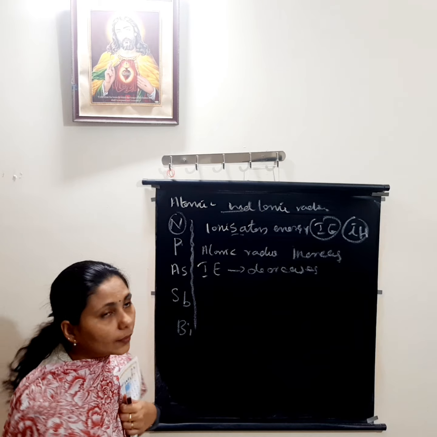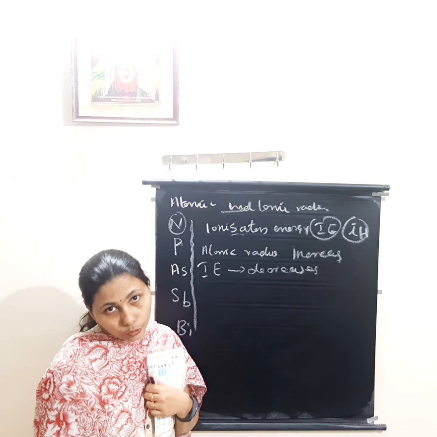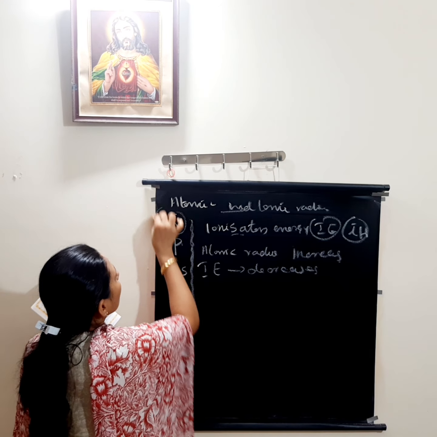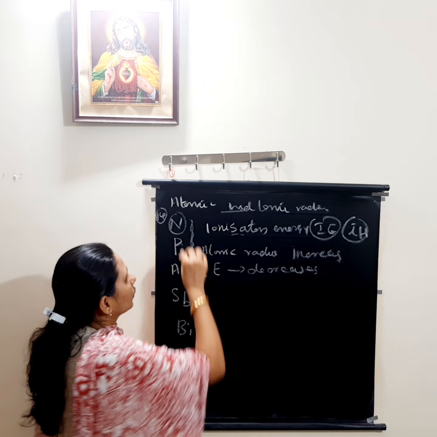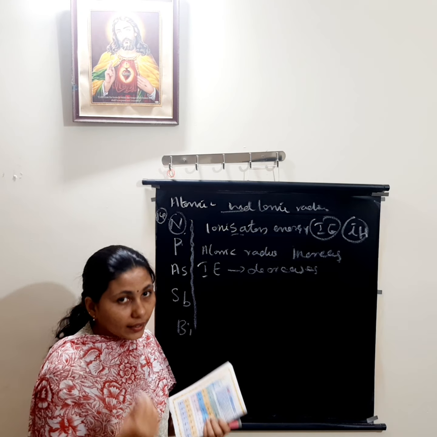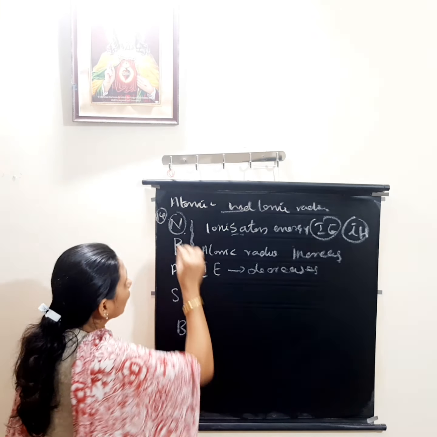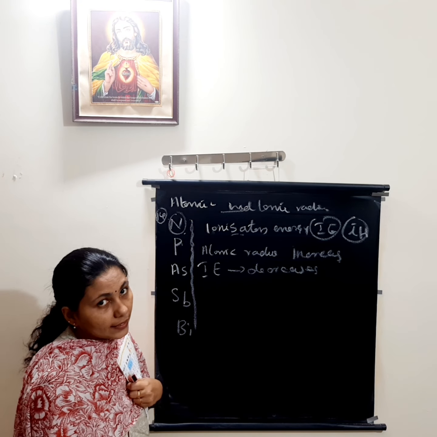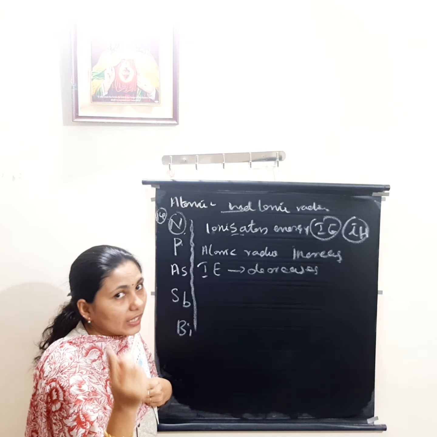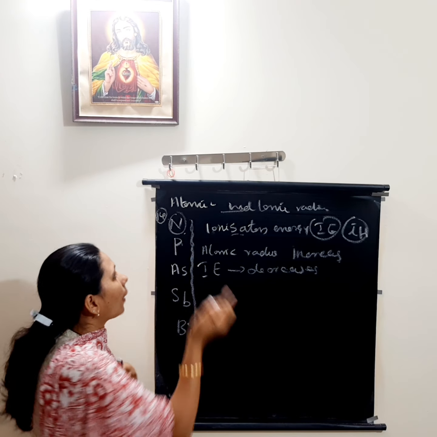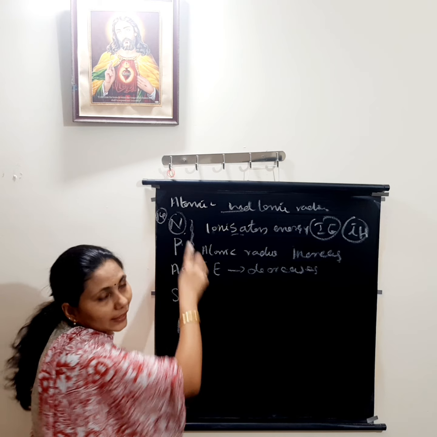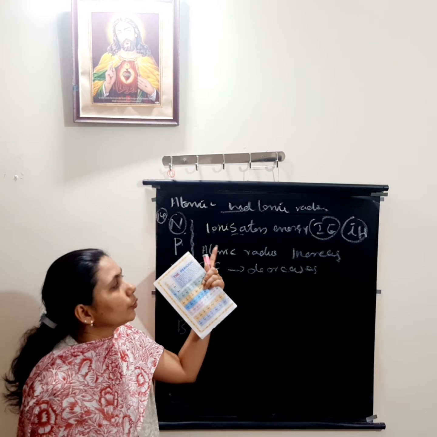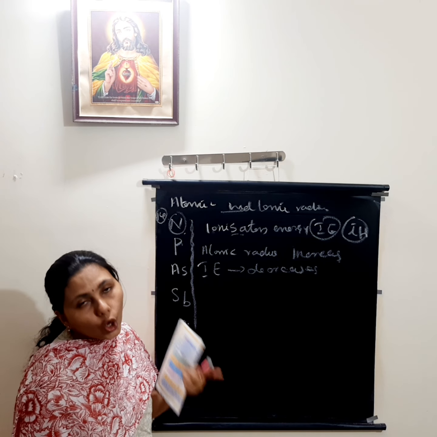But if you compare the 14th group and the 15th group, this is the 15th group, and the 14th group comes here. Which one will have the highest ionization energy? Moving from left to right along the period, atomic radius decreases, so ionization energy increases. So compared to group 14, group 15 has higher ionization energy due to the half-filled p orbital.